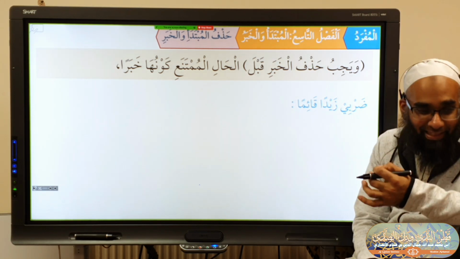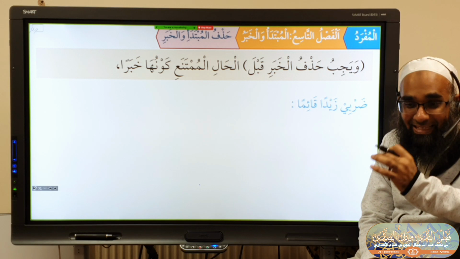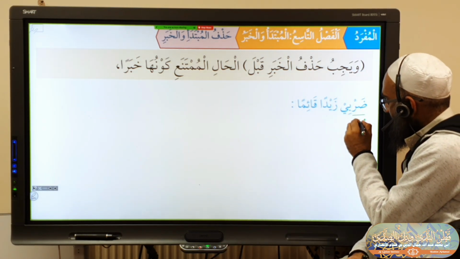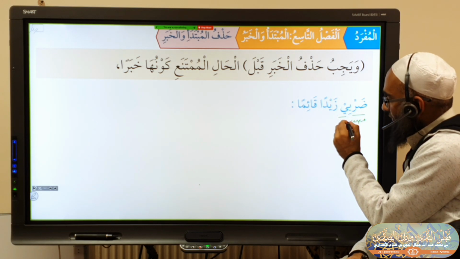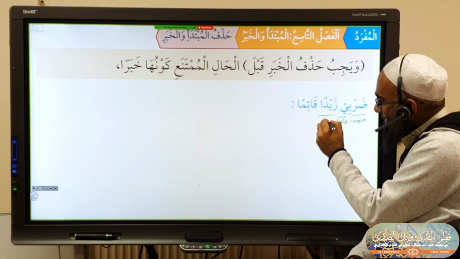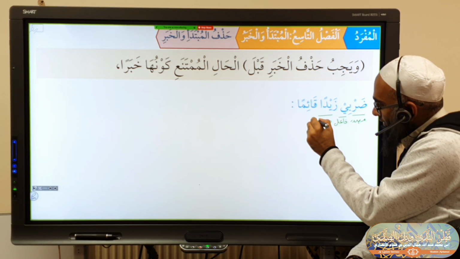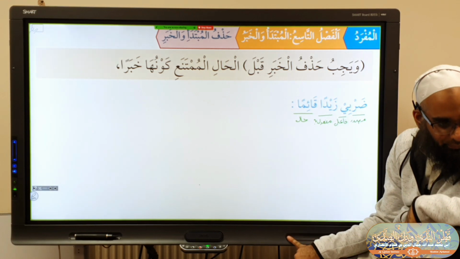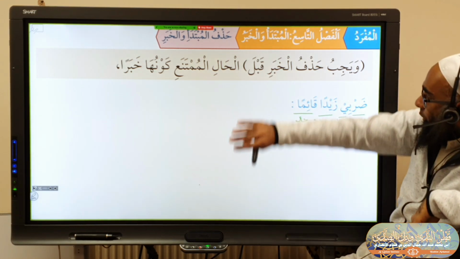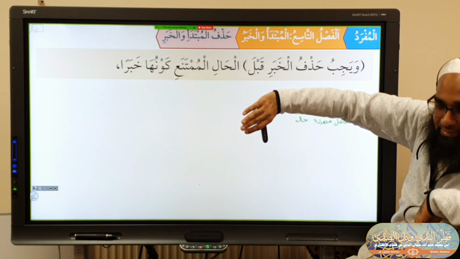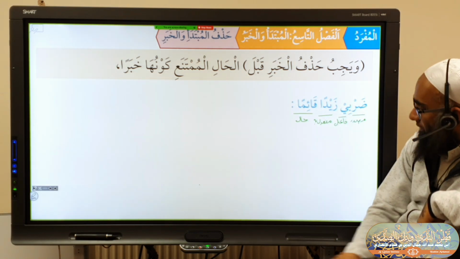So Darbi Zaydan qa'iman. Me hitting Zayd. What's darb? Darb is going to be masdar. Ya becomes the fa'il of the masdar, and Zaydan becomes the maf'ulun bihi, and qa'iman becomes the hal. This is the whole sentence. What does this mean? Darbi Zaydan qa'iman: I hit Zayd standing. But the Turkey of it.